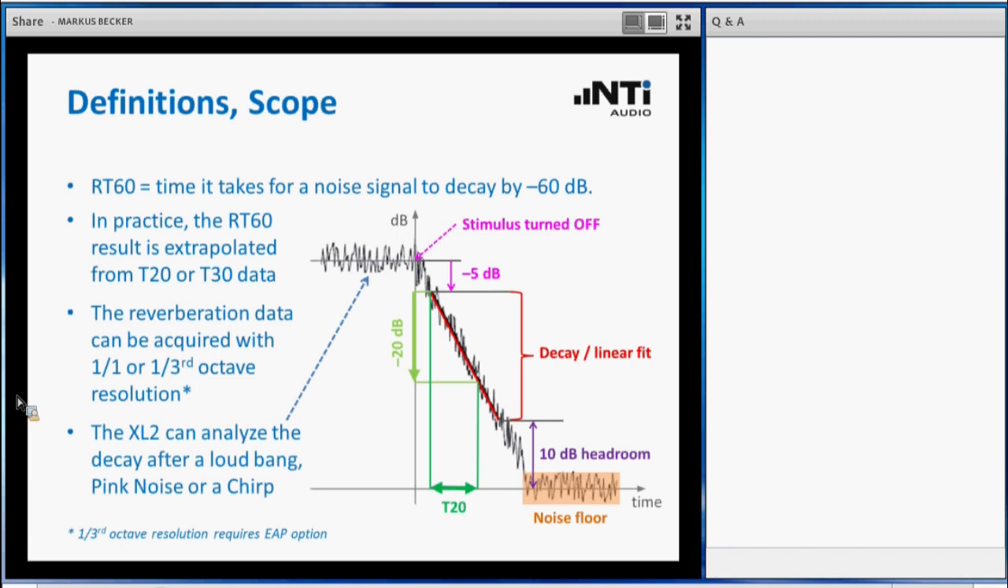Furthermore, when we talk about the stimulus signal that stands at the beginning of our measurement, you can use 3 different types. We can use a loud bang, we can use a pink noise, or a chirp, which is a logarithmic glide sweep. The XL2 can cope with all of these 3 different types of stimulus signals, so it does not matter which one you choose for your application, for your measurement.